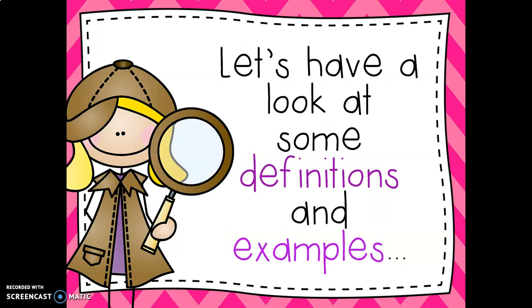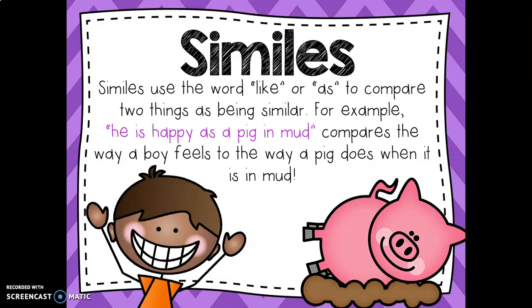Let's take a look at the different types of figurative language and their definitions and some examples. First, let's talk about similes. Similes use the word like or as to compare two things as being similar. For example, he is happy as a pig in mud compares the way a boy feels to the way a pig does when it is in mud.